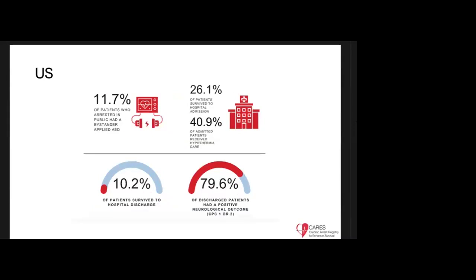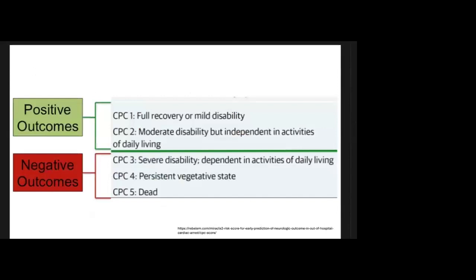26% survived to hospital admission. 10% overall survived to hospital discharge. And of those 10%, almost 80% had a positive neurological outcome, which if you hear the word CPC score thrown around, this is what this refers to. It's a CPC score of 1 or 2.